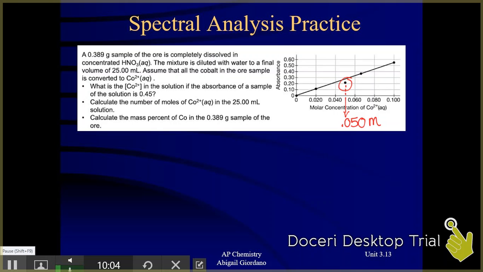So that would be a cause for that error: the solution was actually more dilute than the experimenter was expecting. What if you had a dot above the line? Okay, what might be a cause for that?